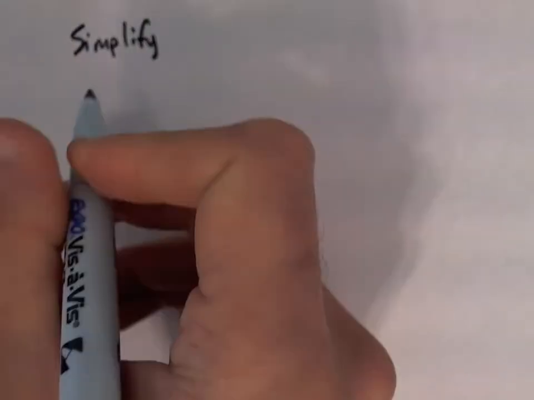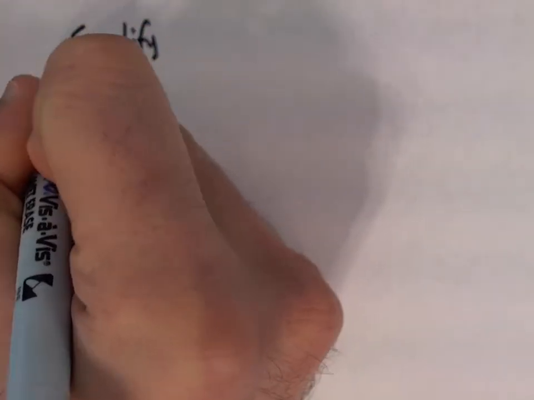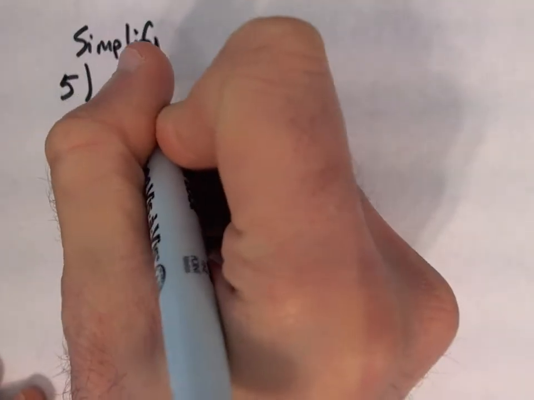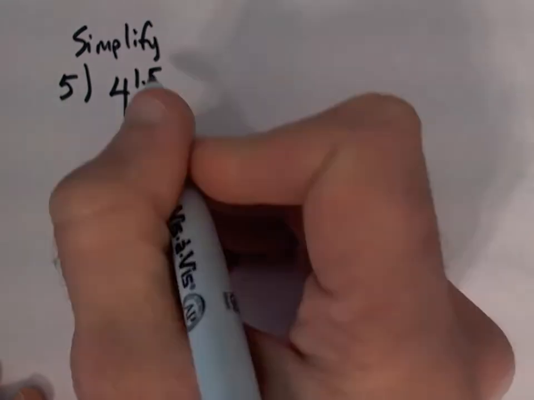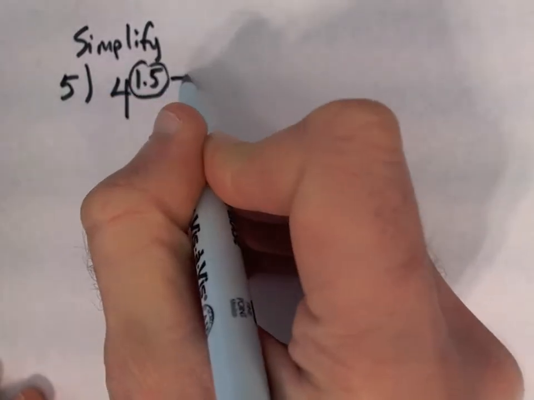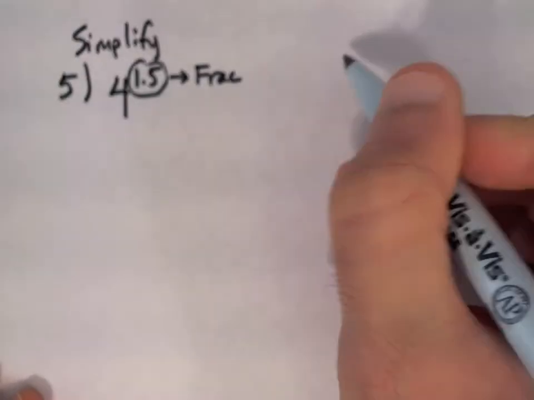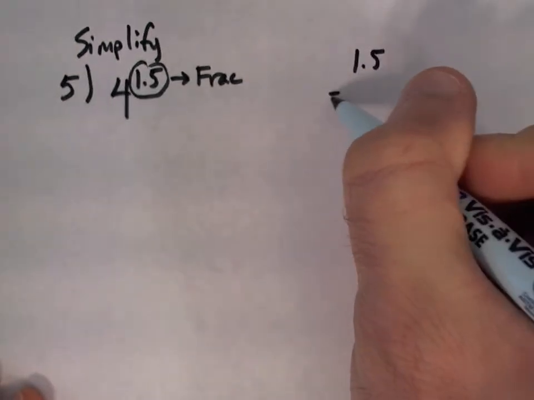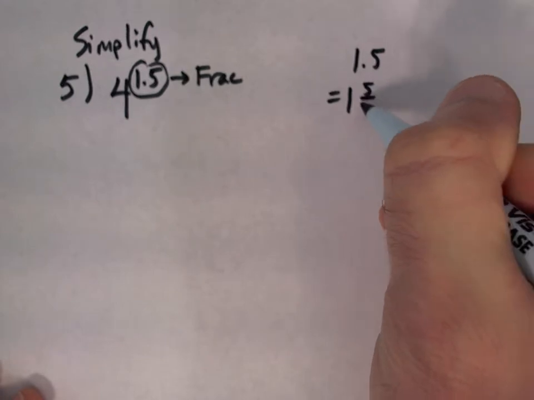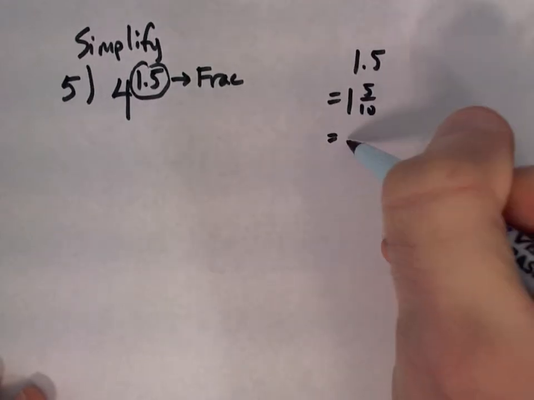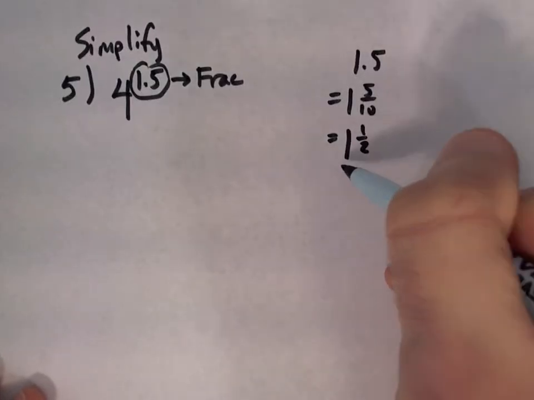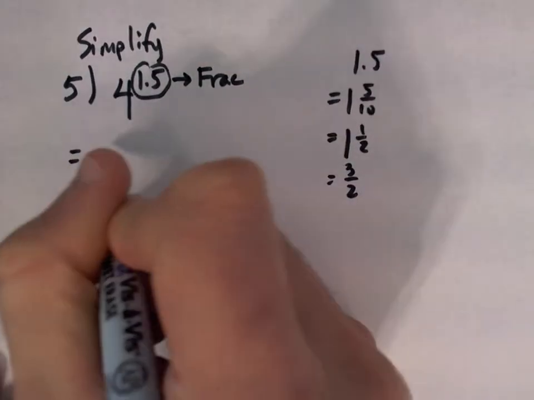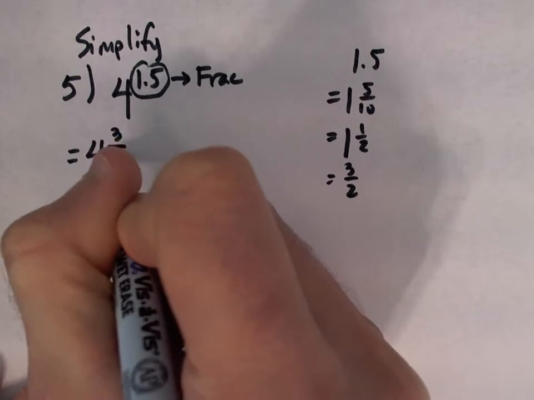All right, so let's do some more simplification problems. So again, we're going to simplify. Let's do 4 to the 1.5. I don't know what to do with these decimals, so let's just change this to a fraction. So 1.5, you should know that. 1.5, that's 1 and 5 tenths, which is 1 and 1/2, which you multiply, add, you get 3 halves. So 1.5 is 3 halves. So we get 4 to the 3 halves.